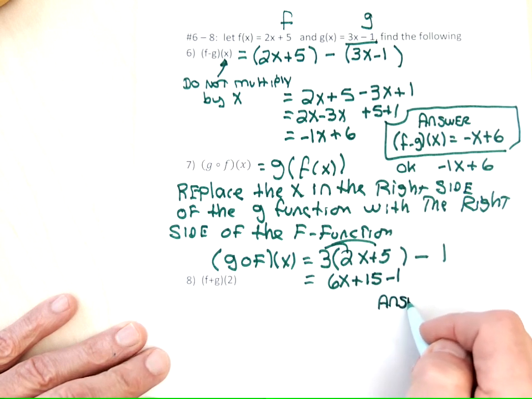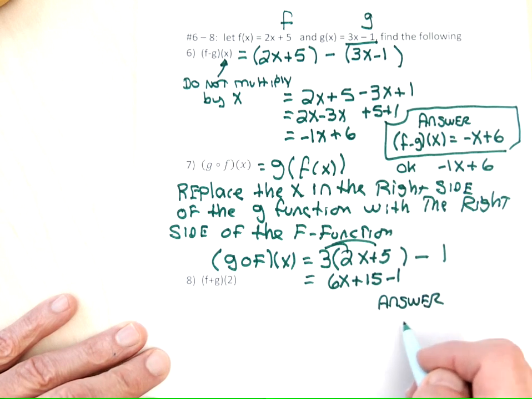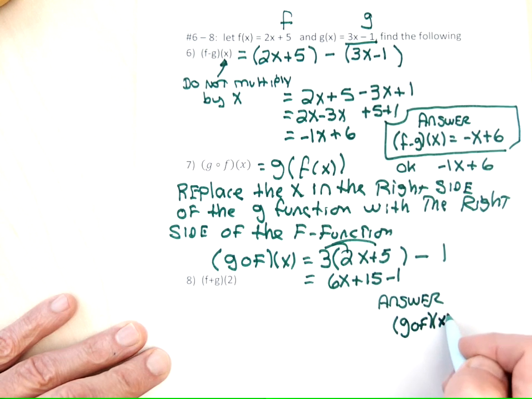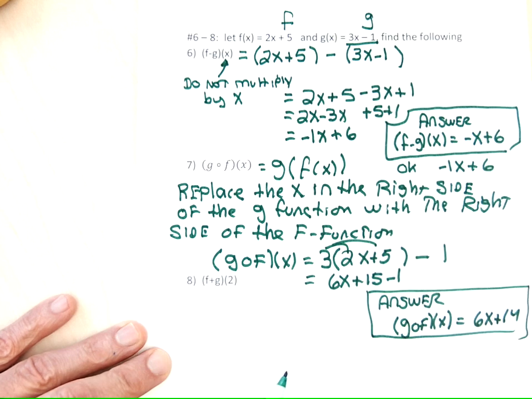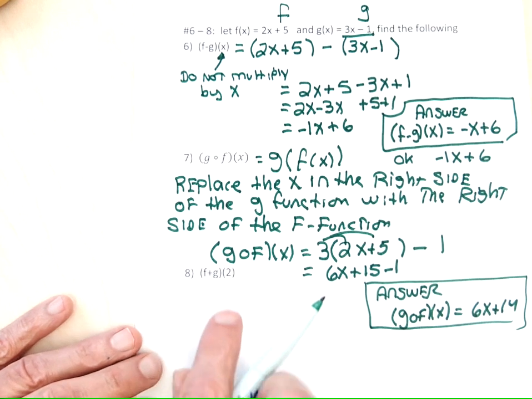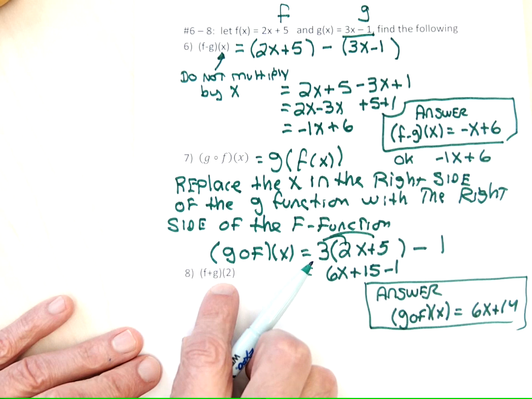It would be nice if I wrote the problem with the answer. But if you just wrote 6x plus 14, that would be completely fine. That would be the answer to number 7. Number 8 has a number in the parentheses, and that means to change the x to those numbers.